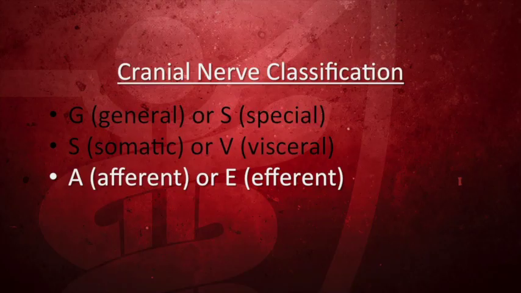The third letter is either A for afferent or E for efferent. Recall that afferent nerves are sensory, while efferent nerves are motor. This includes nerves that are secretomotor to glands. That is, they cause the glands to secrete fluids that they produce. 7 different modalities are named using this 3-letter system.